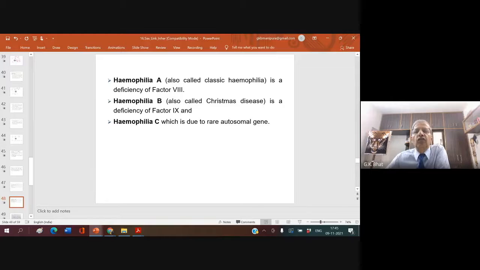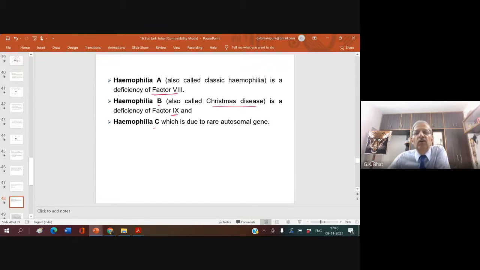Hemophilia A, also called classic hemophilia. Please note down or take a screenshot. Hemophilia A is a deficiency of factor 8, a clotting factor. Hemophilia B, also called Christmas disease, is a deficiency of factor 9.